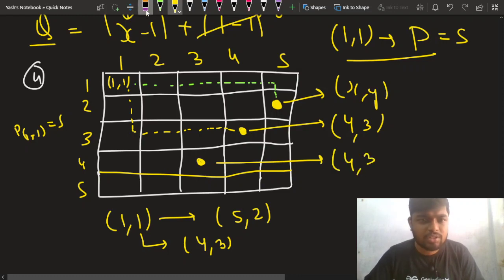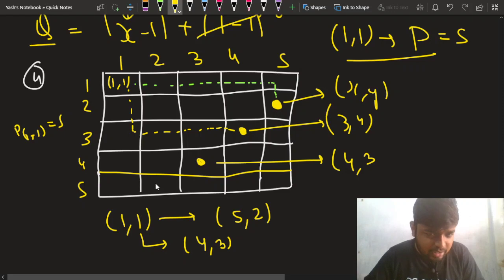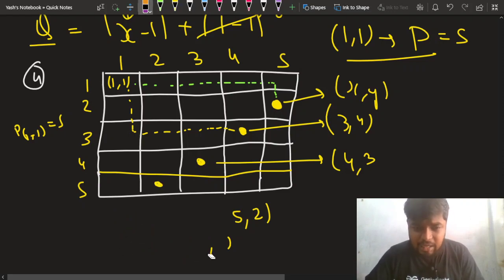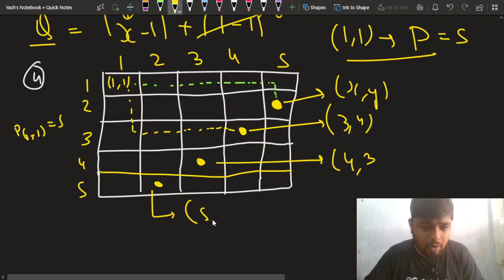This will not be 4 comma 3, this will be 3 comma 4. After this, there can be another cell that is possible, this cell. So there can be various cells possible. I'll first draw the points and then we'll discuss it. There can be this cell also, which will be 5 comma 2.